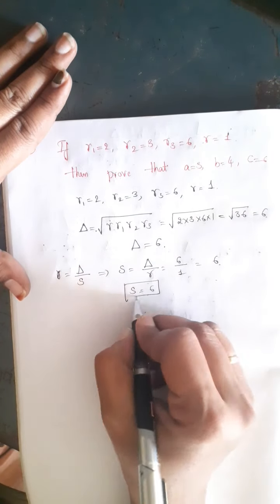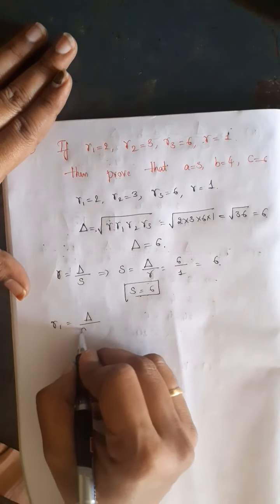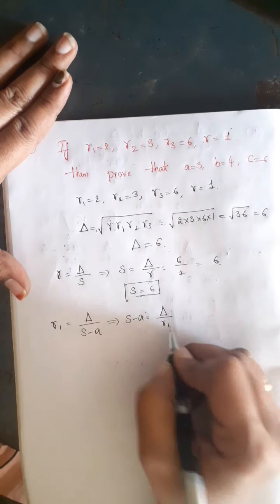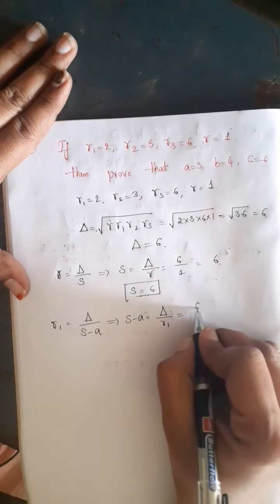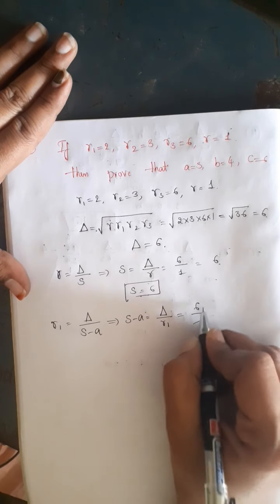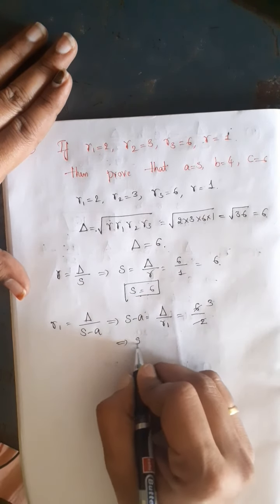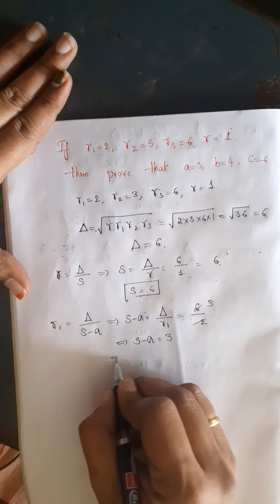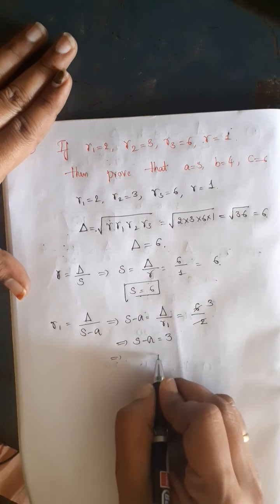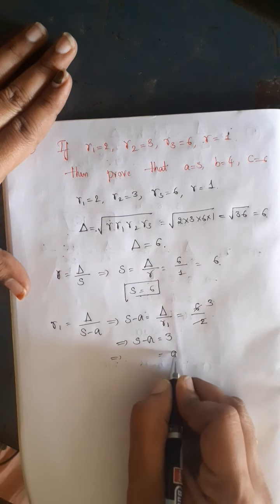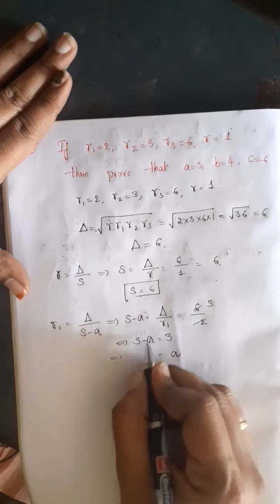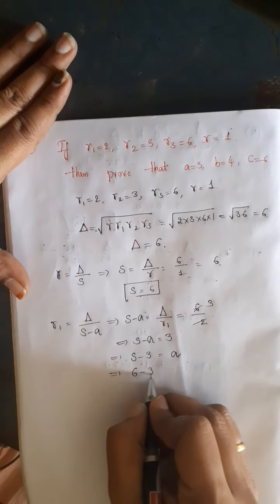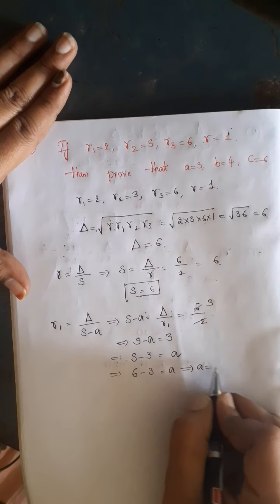Already you got S value. Now R1 is equal to delta by S minus A. That implies S minus A is equal to delta by R1. So delta value is 6, R1 value is 2. 2 3s are 6. Here you may get confused. You practice 2-3 times, you will get it easily. See, I want A value, so I am sending this minus A this side. This minus A becomes plus A. This minus 3 this side, this becomes S minus 3. You have S value 6 minus 3 is equal to A. That implies A value is 3.